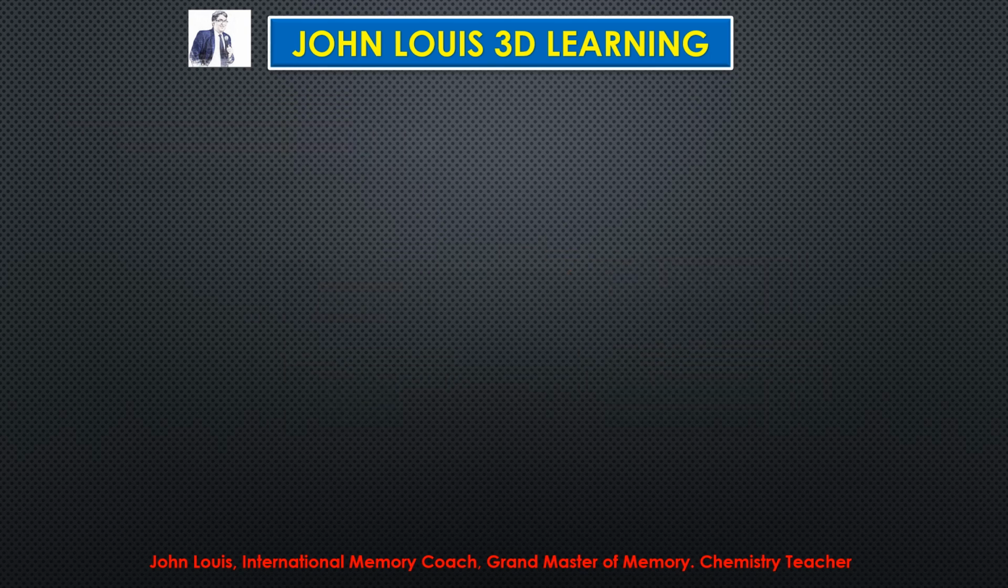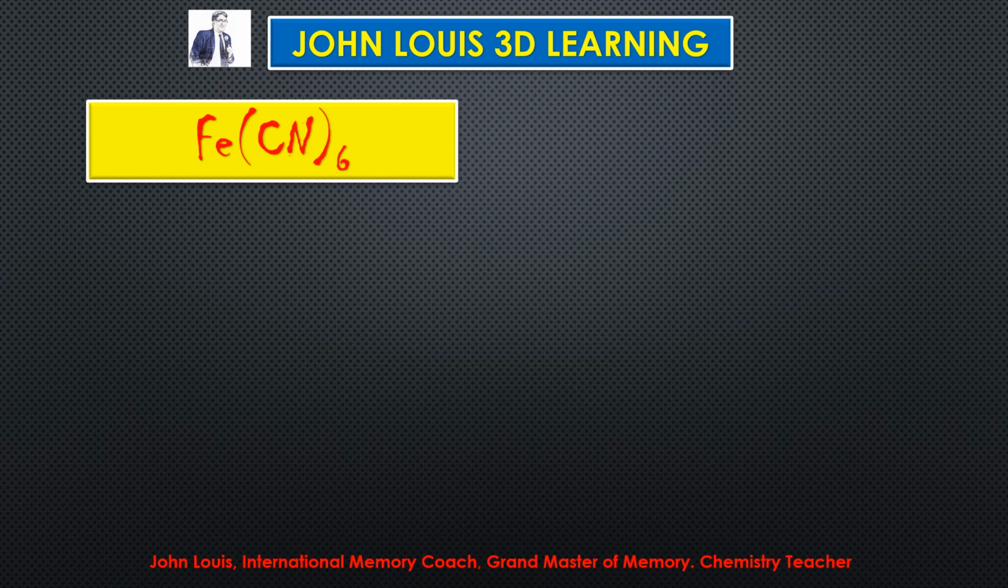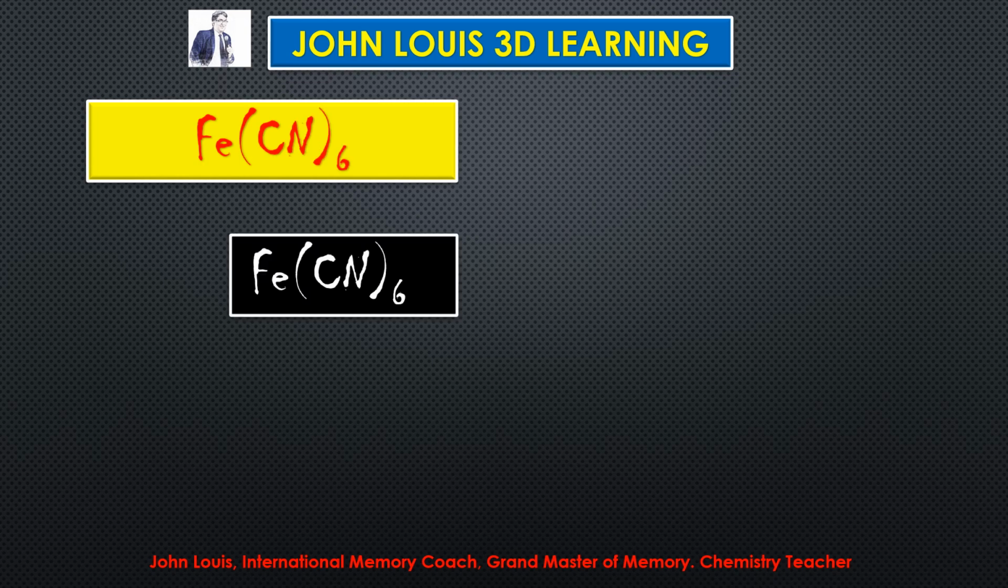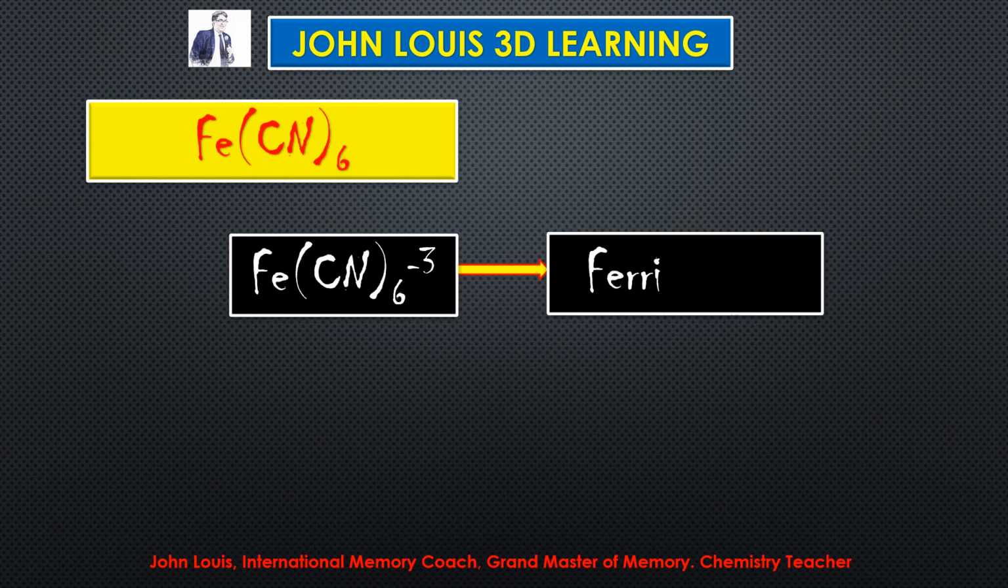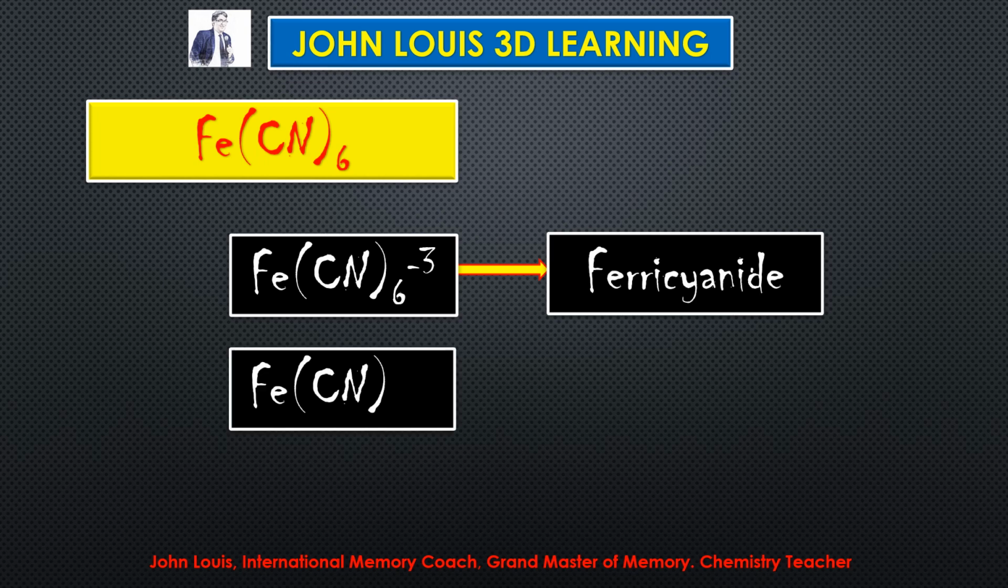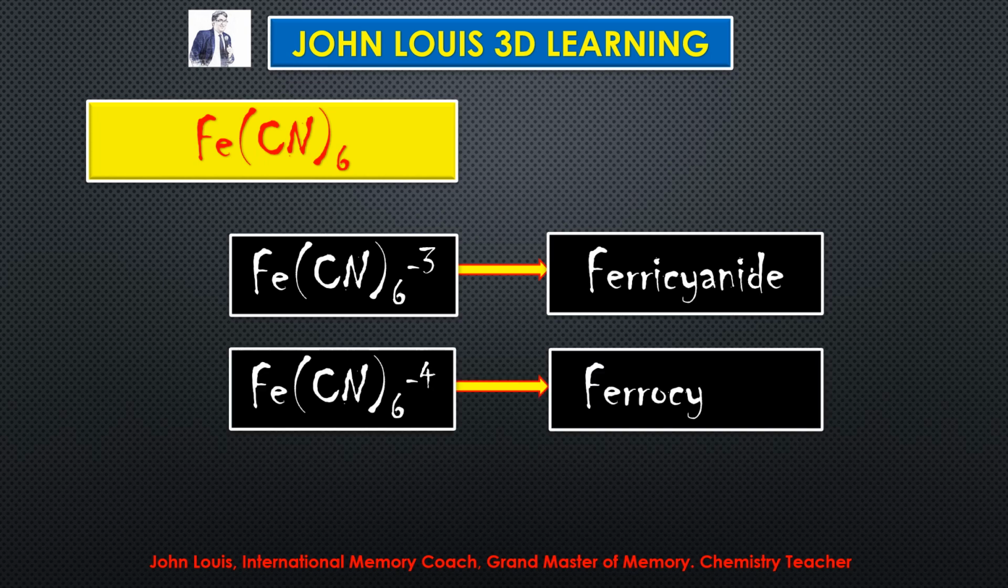So this is the last ion. We have it in our syllabus, Fe(CN)6. When the charge is minus 3, it is known as ferricyanide. When the charge is minus 4, it is known as ferrocyanide. Some of the students have often asked me, sir, for the lower valency, you have to call ferrous. For higher valency, it should be ferric. Am I right? But here, 3 is known as ferri and 4 is known as ferro.